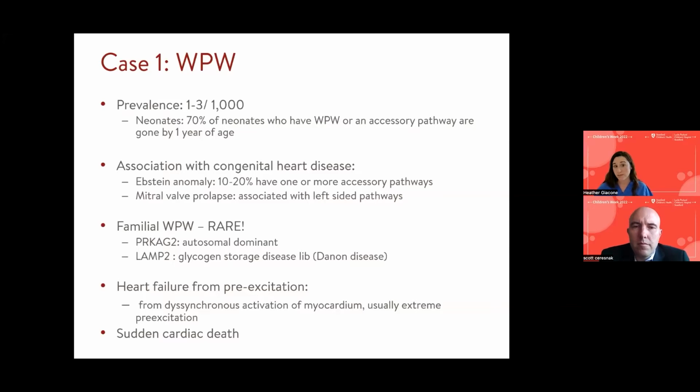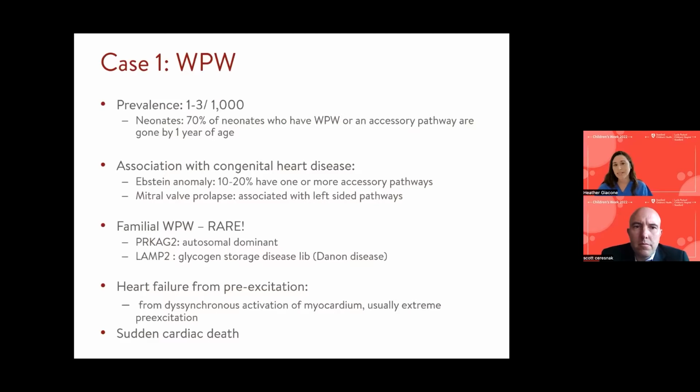But we do follow them throughout our clinics. There is association with congenital heart disease, specifically Ebstein's anomaly, as well as mitral valve prolapse. So about 10 to 20% of patients with Ebstein's have 1 or more accessory pathways, and mainly on the right side, which makes sense for that abnormally formed tricuspid valve. For mitral valve prolapse, again, it is commonly associated with left-sided pathways.